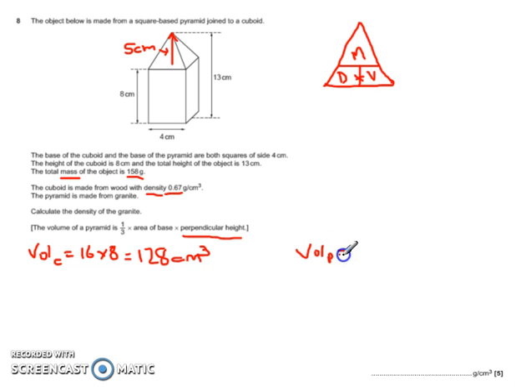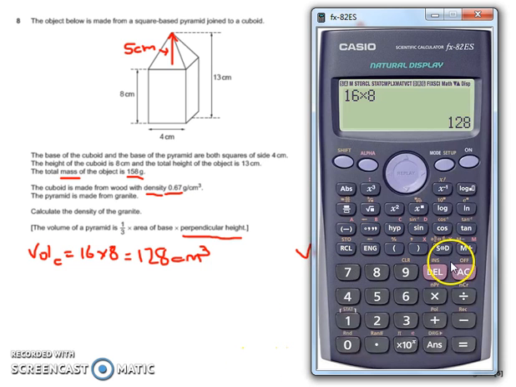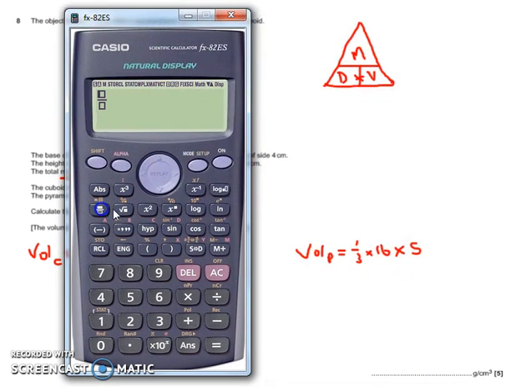So the volume of the pyramid is 1/3 of the base area times the perpendicular height. Well, the base area, again, is 4 times 4, which is 16. So 1/3 multiplied by 16, and multiply that by the height, which we worked out earlier to be 5 centimeters. Type that into the calculator. You get your answer. We can put our fraction in like this, 1/3 multiplied by 16 multiplied by 5. That equals 80/3. I'm going to leave it as a fraction for now.